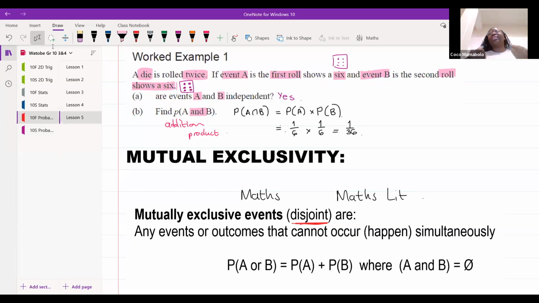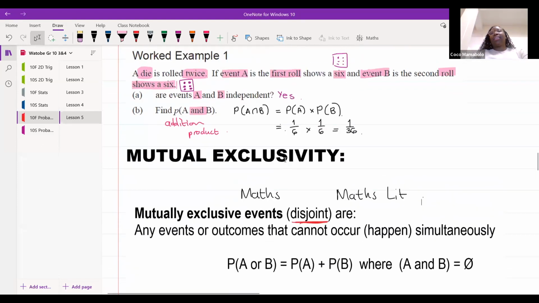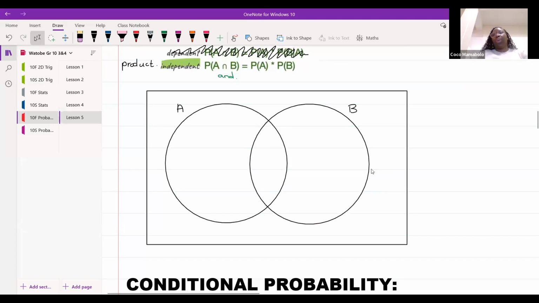All right. So what Entle is saying is that if there are two things that are mutually exclusive, they can't happen at the same time. So the probability of the one and the other together must equal 0. Let me explain. Let us take this example. We're going to call this M for maths and L for maths lit. Now, is there going to be any learner who can do maths and maths lit?